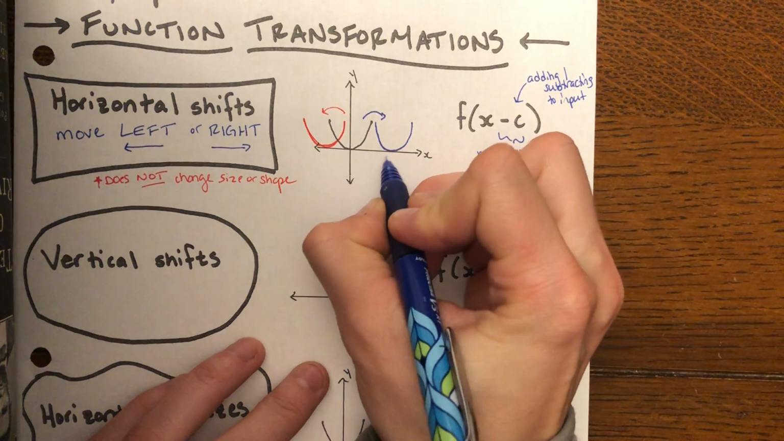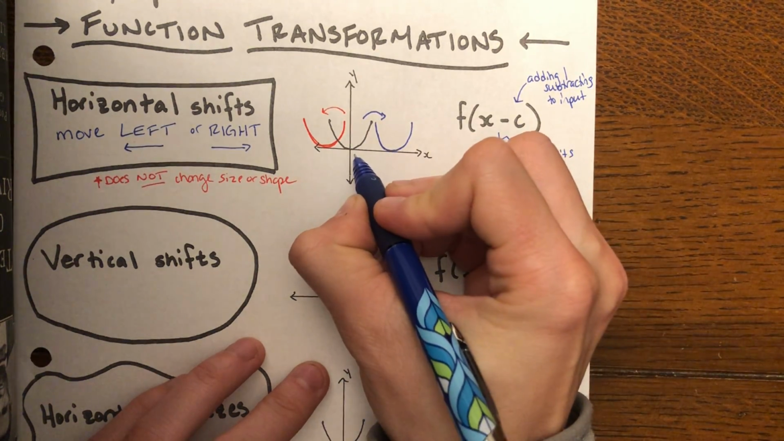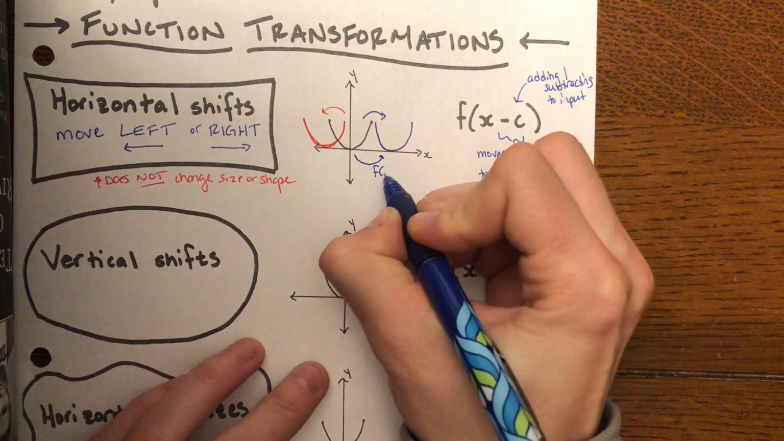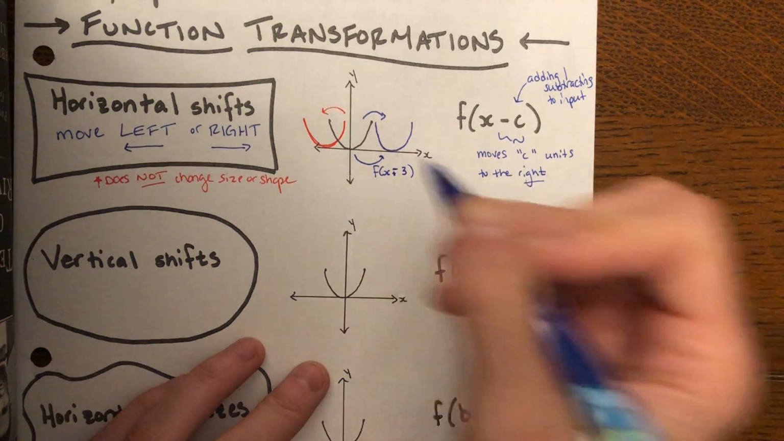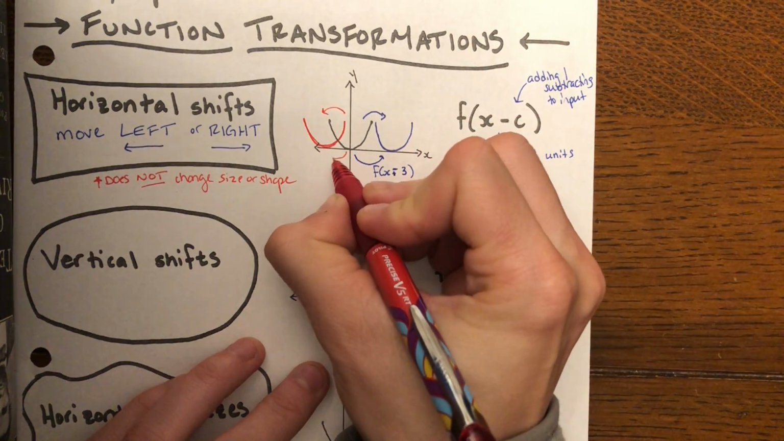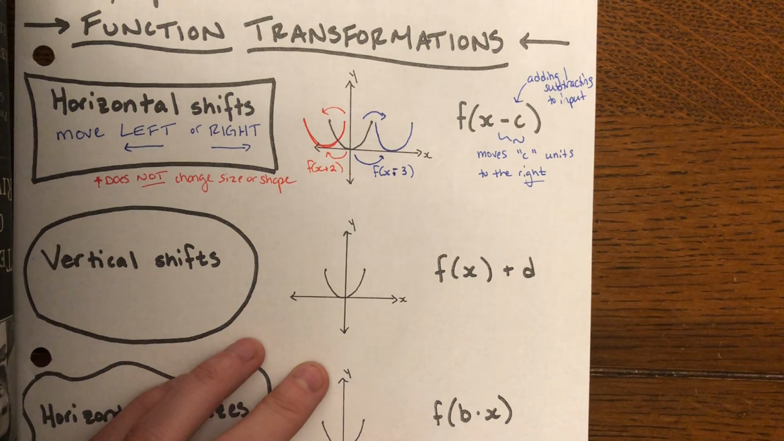So this might be, for example, f of x minus 3, sorry. And my red one, on the other hand, might be more like f of x plus 2. Those are two examples I could get.